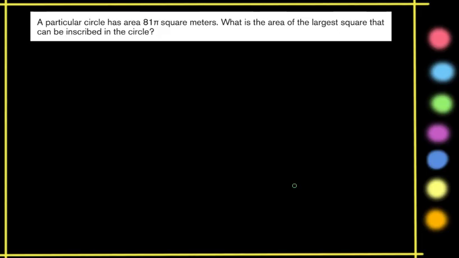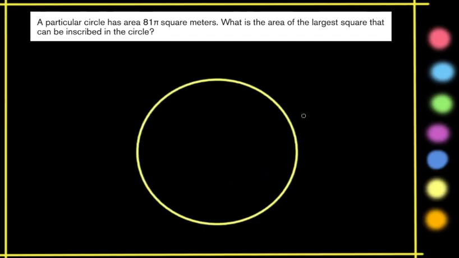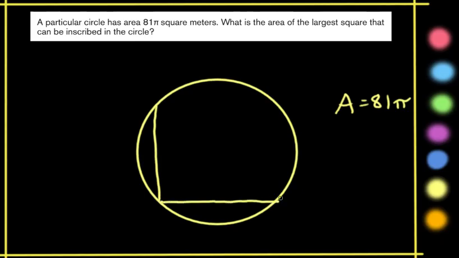This one says a particular circle has an area of 81 pi square meters. Okay, so let's draw a circle. All right, and the area is 81 pi. And it says, what is the largest square that can be inscribed in the circle? Okay, so I'm not going to use the straight line tool. You'll just have to bear with my drawing. This is supposed to be a square. Pretty close. So this is the largest square that you can inscribe in the circle.